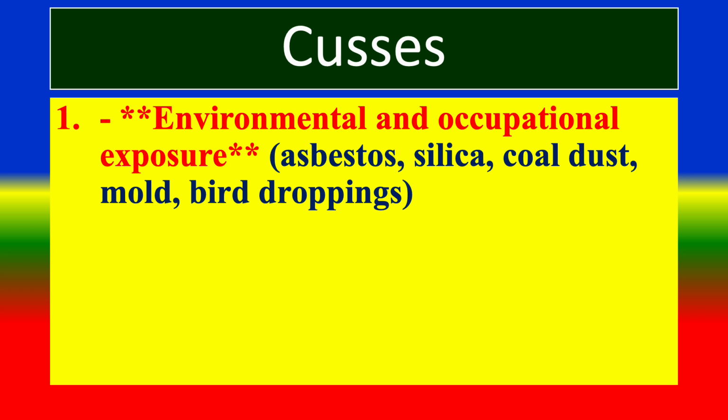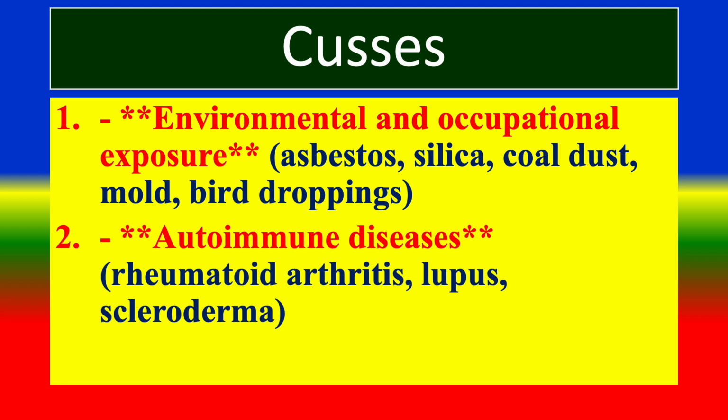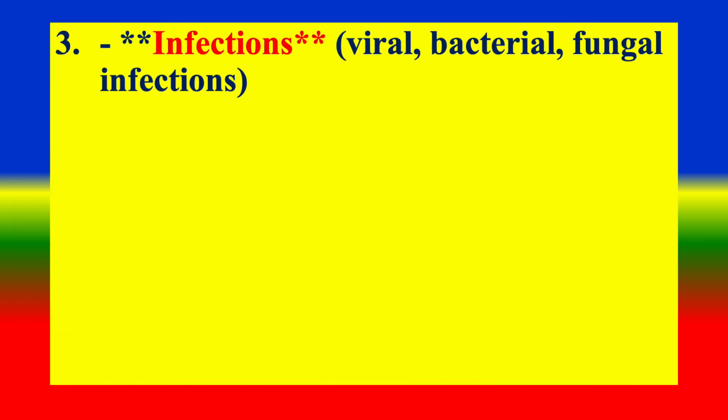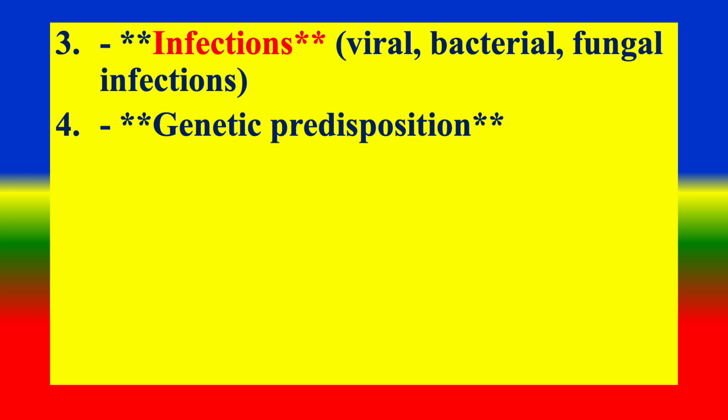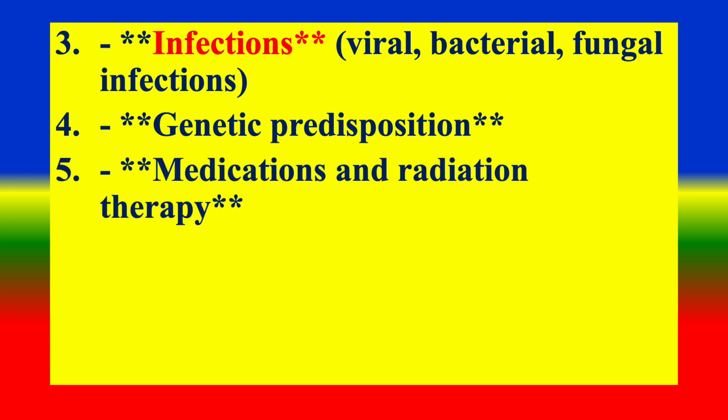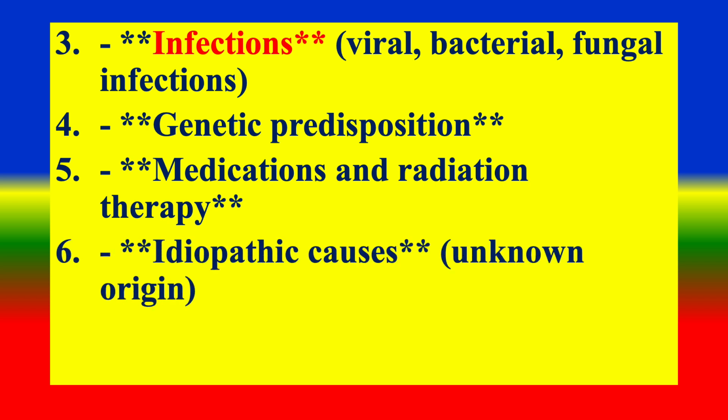Causes: 1. Environmental and occupational exposure. Asbestos, silica, coal dust, mold, bird droppings. 2. Autoimmune diseases. Rheumatoid arthritis, lupus, and scleroderma. 3. Infections, viral, bacterial, fungal infections. 4. Genetic predisposition. 5. Medications and radiation therapy. 6. Idiopathic cause, unknown origin.